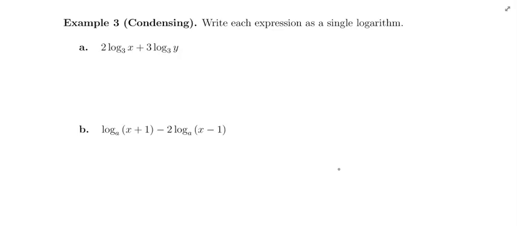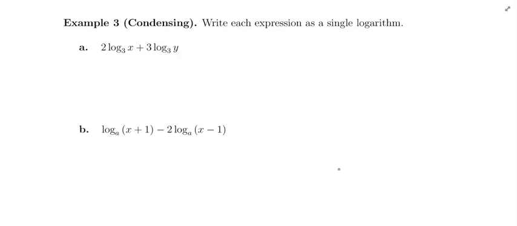In part A, we have 2 times log base 3 of x plus 3 times log base 3 of y. So we've got two logarithms that we're adding together. We want to combine them into one base 3 logarithm. It is key here: both of the logarithms are base 3, so we can combine them. They will turn into one base 3 logarithm.